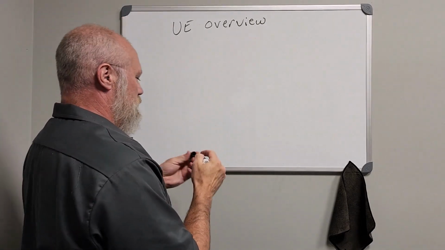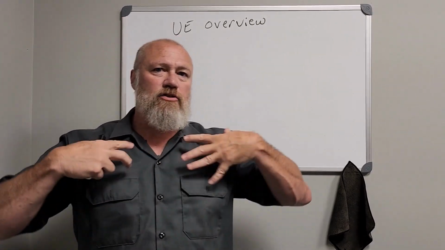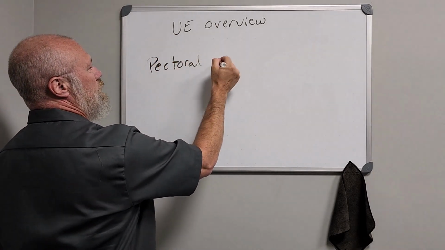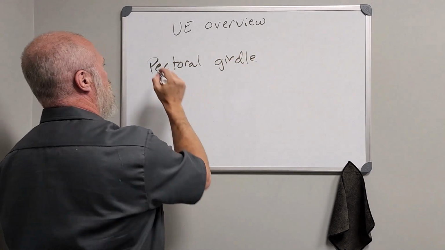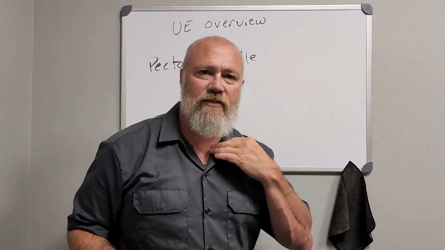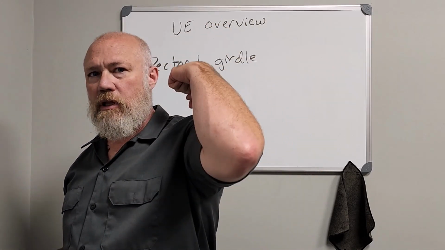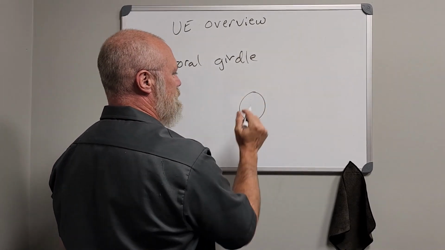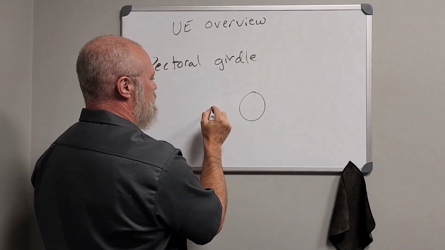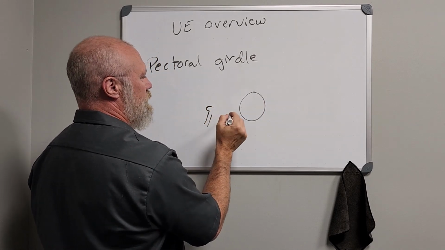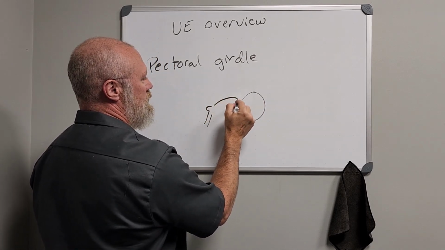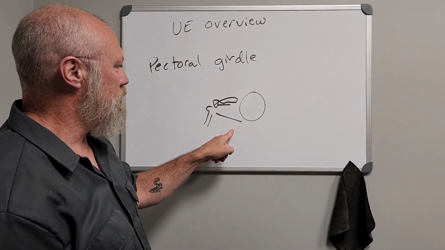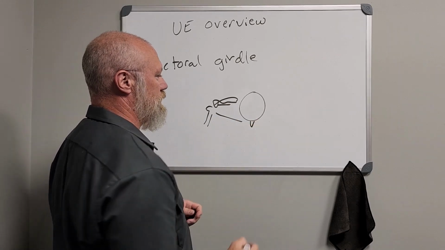You're going to have the upper extremity attached to the torso via the pectoral girdle. The pectoral girdle is made up of the clavicle, or collarbone, and the scapula, or shoulder blade. If we were looking down from on top, this is the top of someone's head, and this would be where their arm is out here, with the scapula sitting on the rear and the clavicle in the anterior portion.